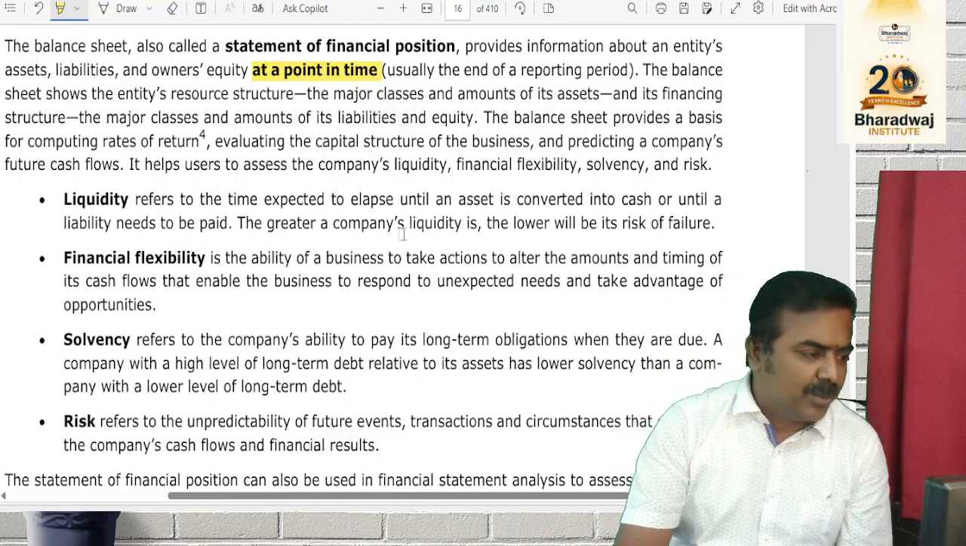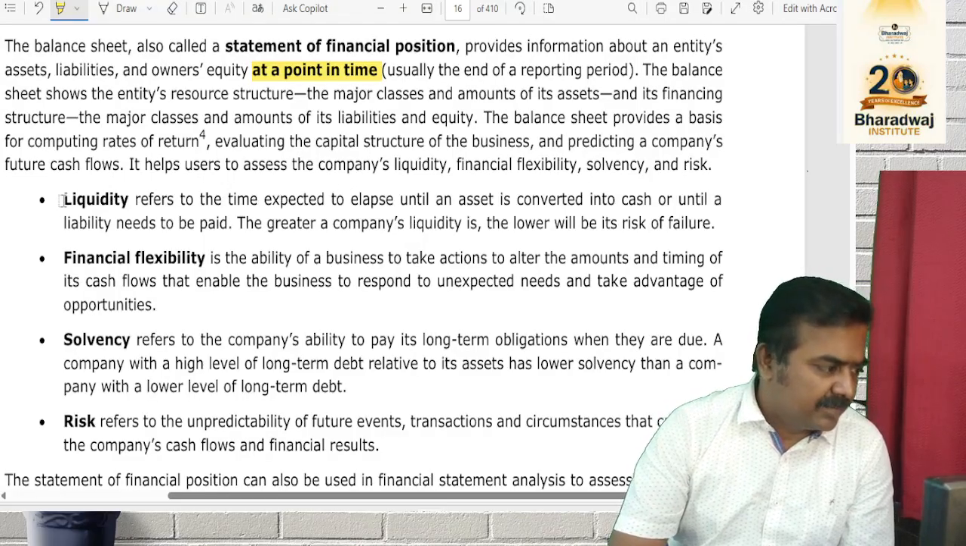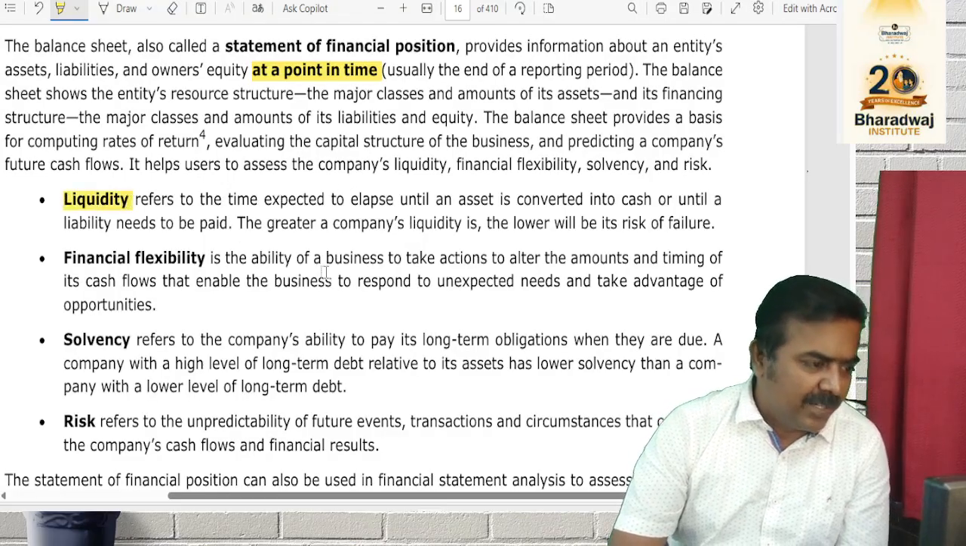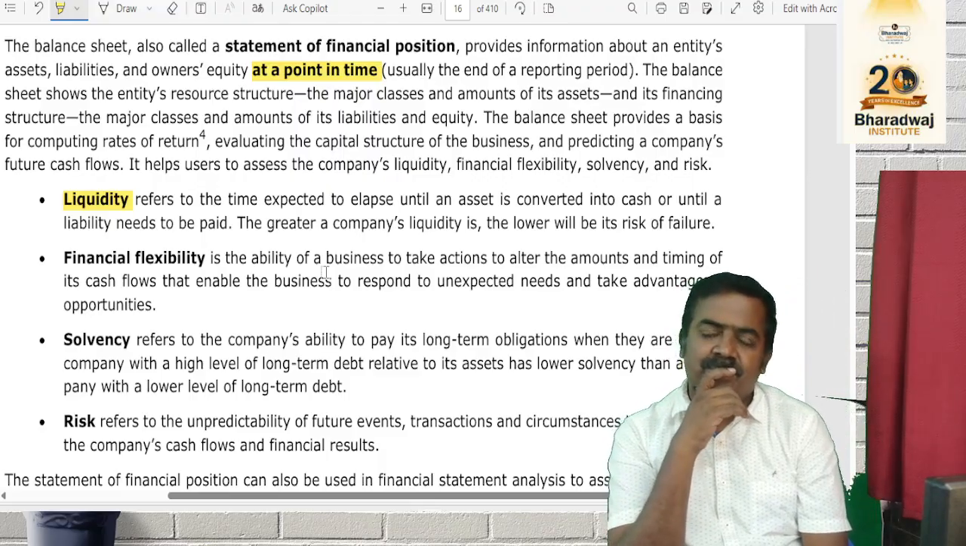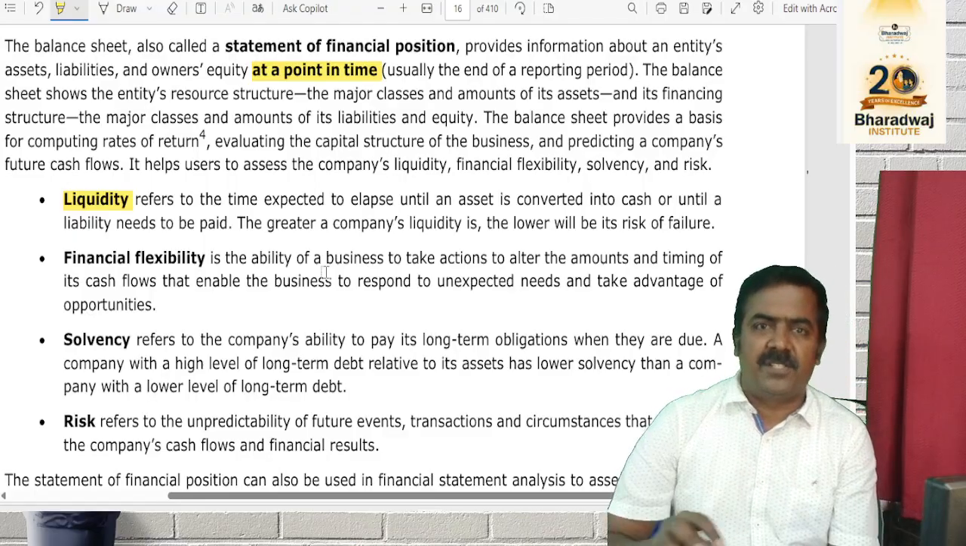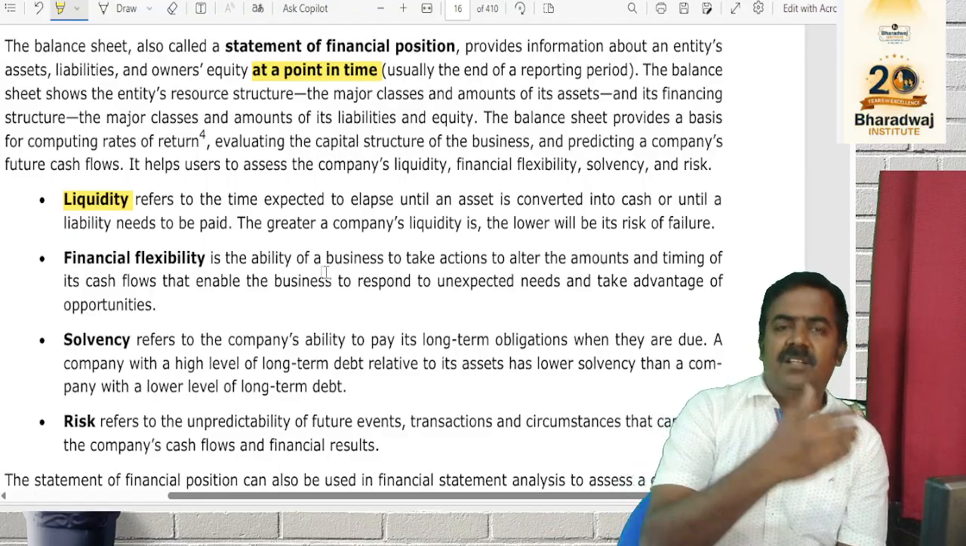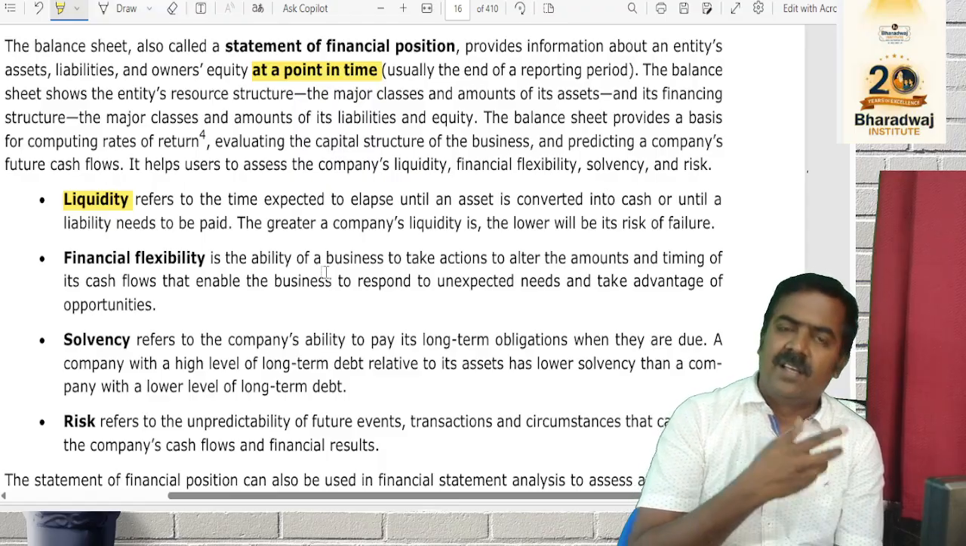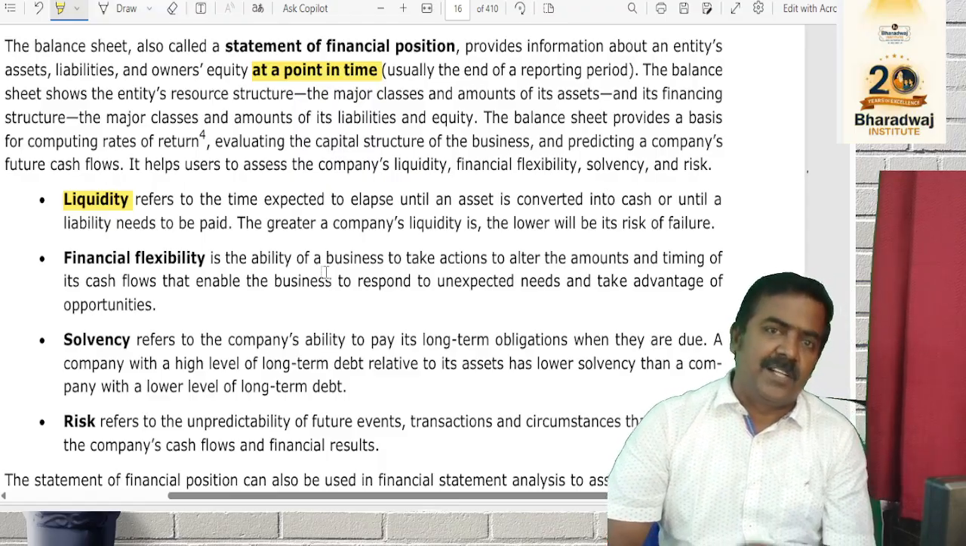So in the balance sheet, what can you expect? What is the first one? Liquidity. What do you mean by liquidity? Cash. Ability to convert into cash. Are you having convertible assets or non-convertible assets? Example of assets convertible into cash?